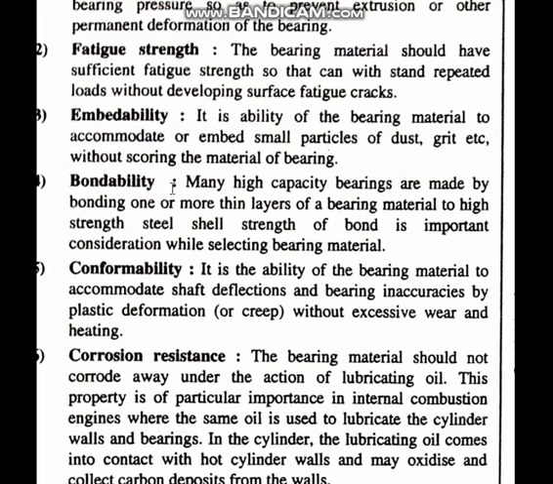Okay. Then bondability. Many high capacity bearings are made by bonding one or two thin layers of a bearing material to a high strength steel sheet, steel shell. Strength of bond is an important consideration while selecting the bearing. See, if one or more thin layers of bearing material are used, they should bond between themselves.